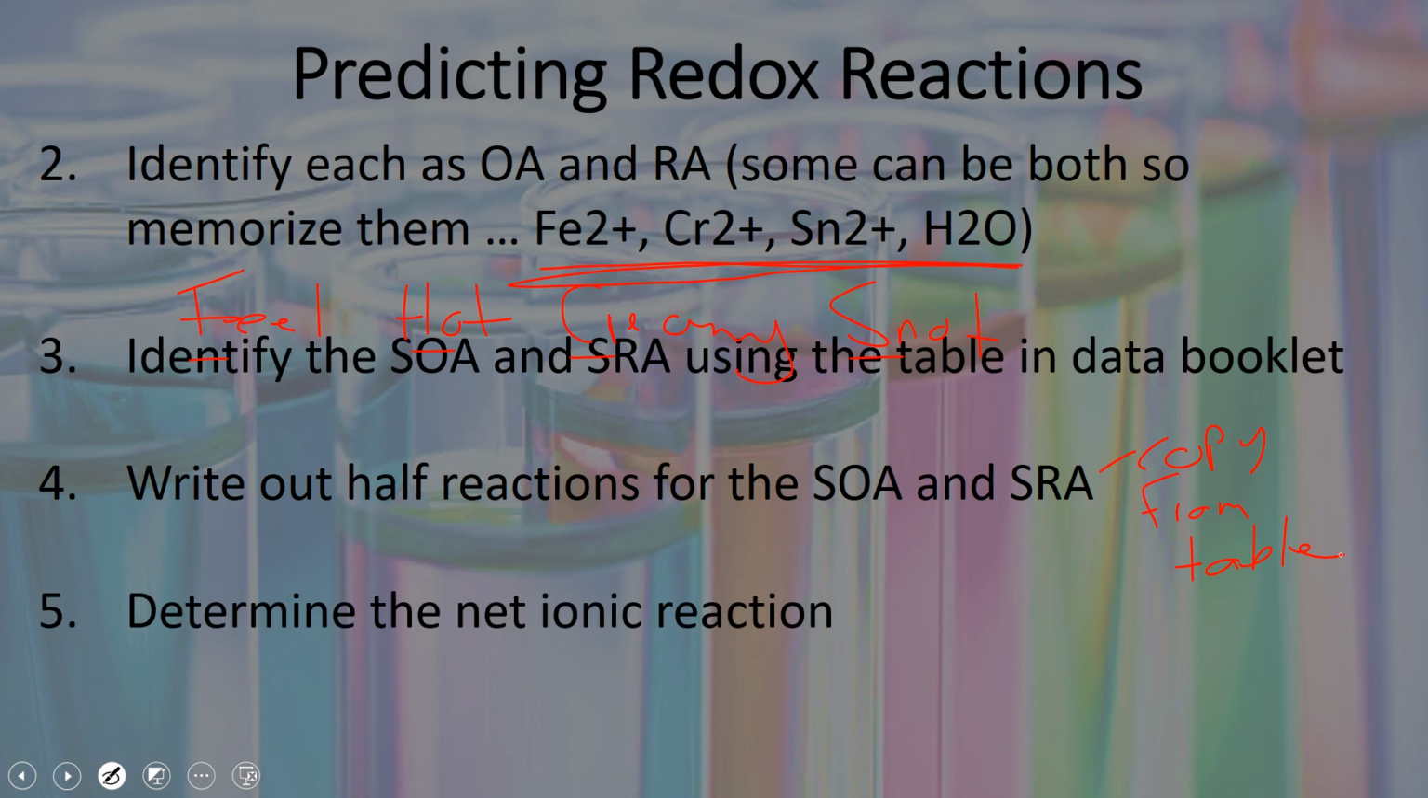Once you've done that, you need to determine the net ionic reaction. Make sure that your electrons are balanced, right? We have to have the same number of electrons transferring from your RA to your OA.